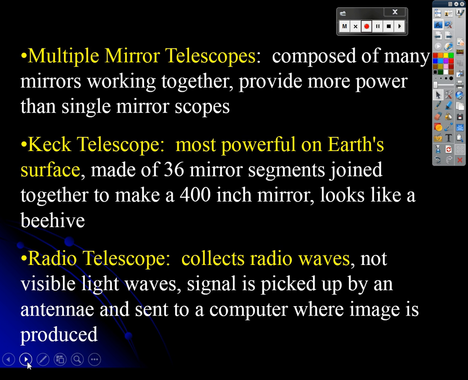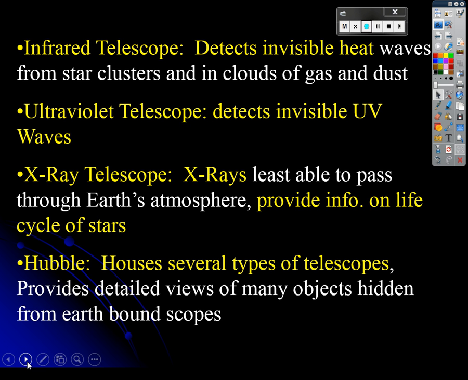A radio telescope collects radio waves. Infrared telescope, if you remember from 6th grade the electromagnetic spectrum, infrared is invisible heat. So the infrared telescope detects invisible heat. Ultraviolet telescope detects invisible UV or ultraviolet rays. The X-ray telescope collects X-rays, and these provide information on the life cycle of stars. That one you need to know also.